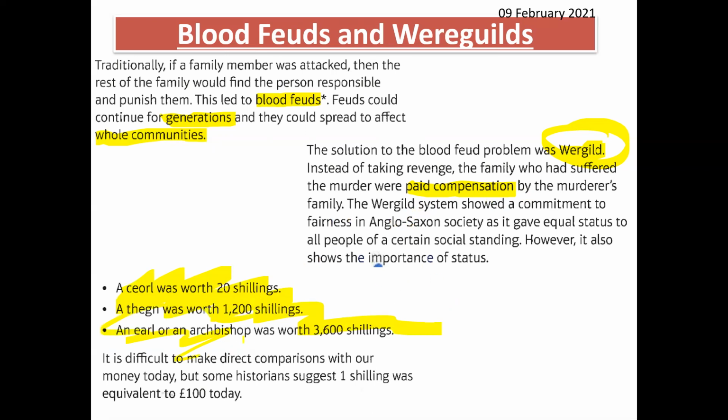your worth was dependent upon your social status. 1 shilling is approximately about £100 today. So a peasant is worth 20 shillings, what's that? 2 grand, £2,000 by today's system.